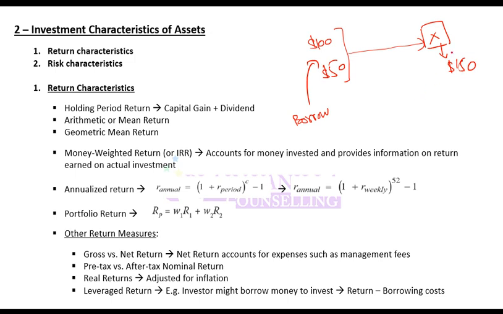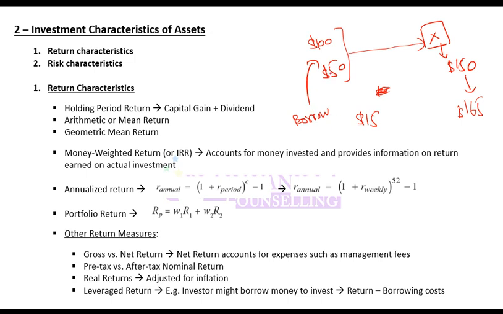Now when you make a return on asset X, that return goes to you. Let's say that you bought it for $150 and its price increased from $150 to $165. That means you made a 10% return, or a $15 return. So this whole $15 will flow to you.